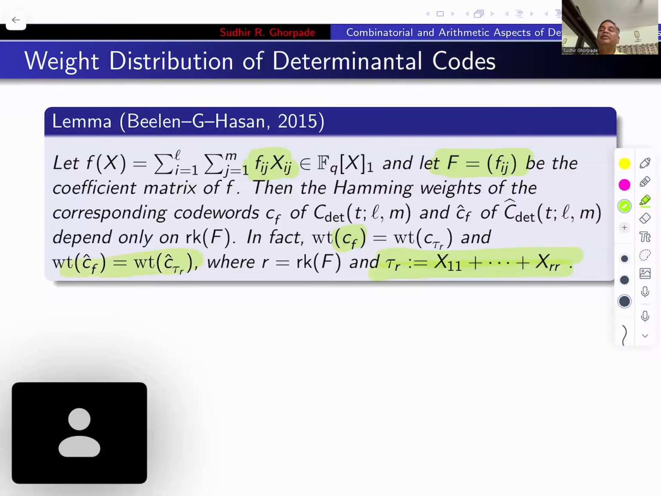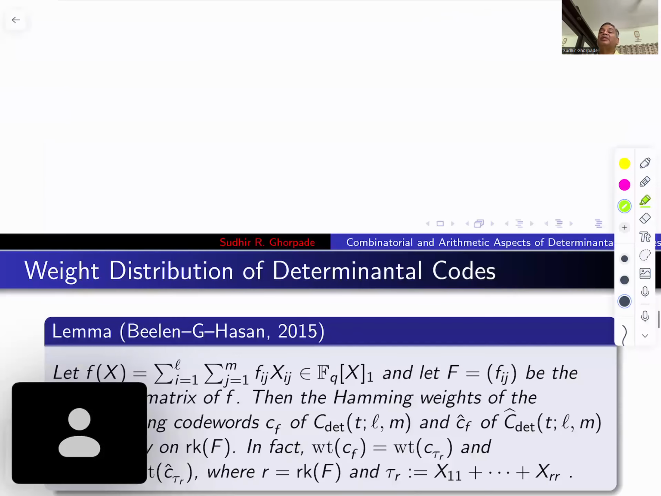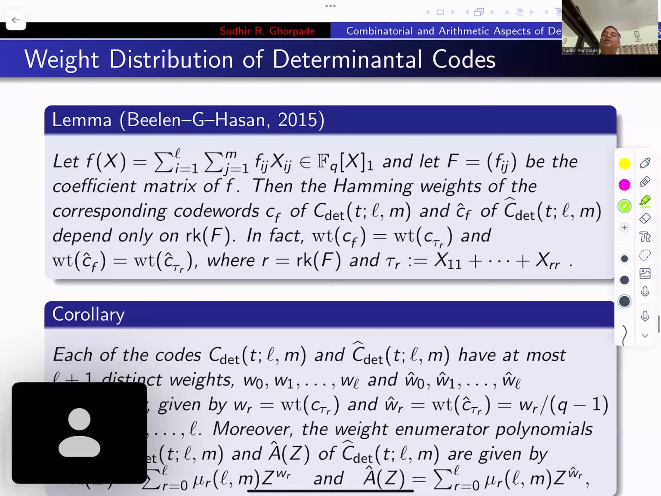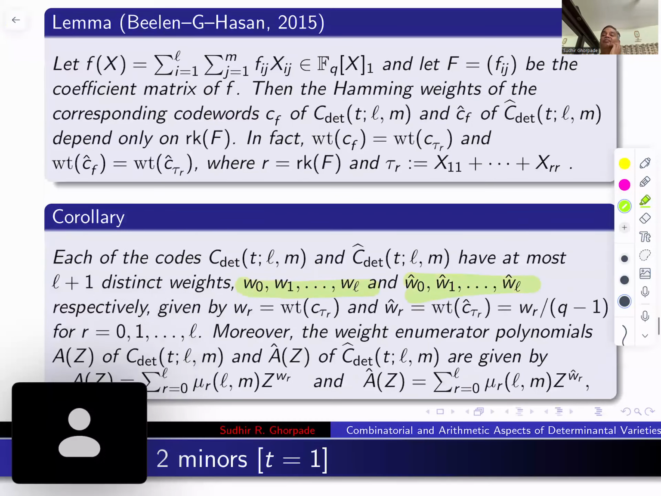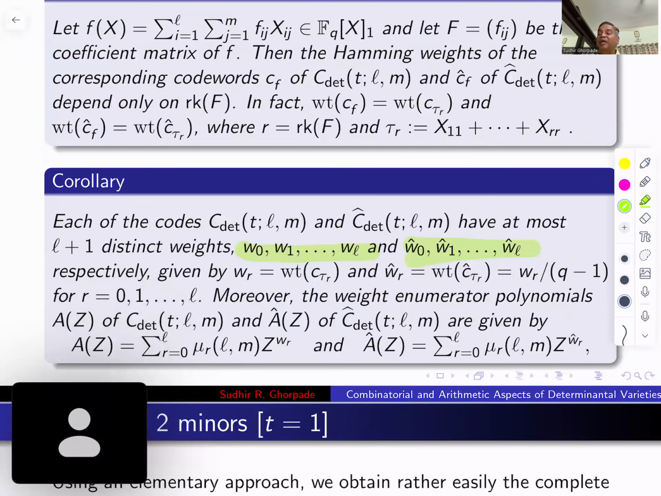So what that means is that the possible values for the spectrum are just R, because the rank of an L cross M matrix, L less than or equal to M, can take values from 0, 1 up to L. So the possible weights are just W0 to WL, or in the projective case, W hat 0 to W hat L. And if you want to know how many code words you have of a given weight, that is essentially given by the number of matrices of rank R and so on. Okay, so you know the weight and the spectrum and the weight distribution polynomial, if only you could explicitly find these quantities.